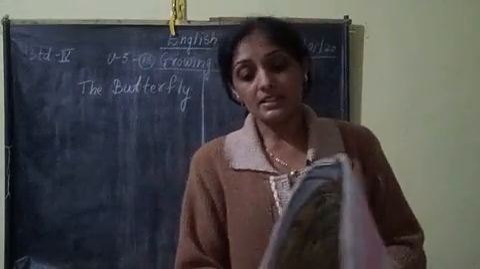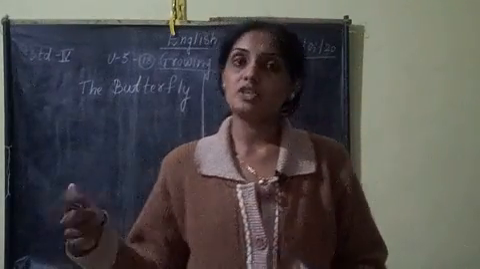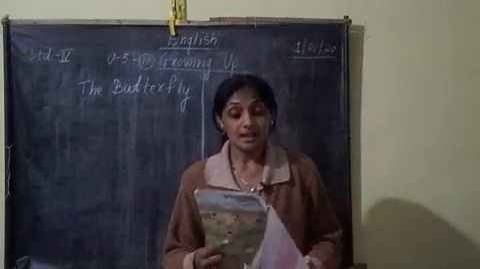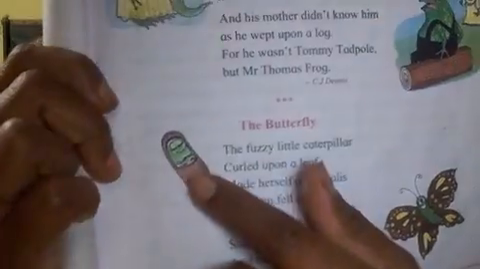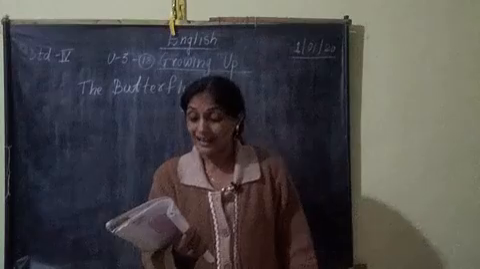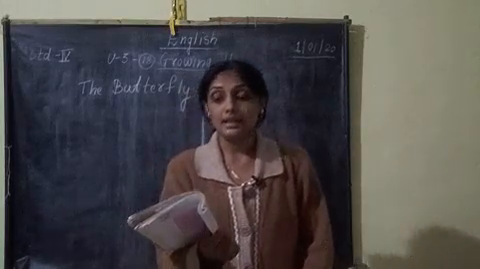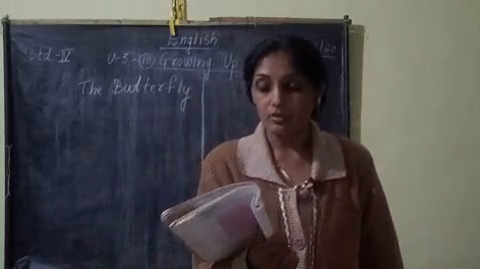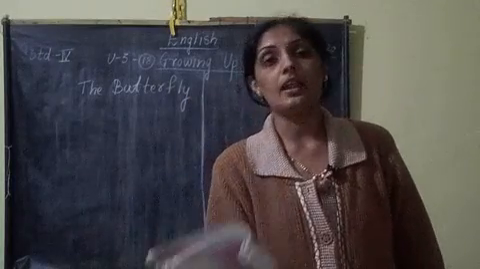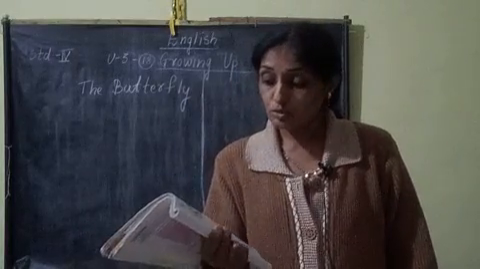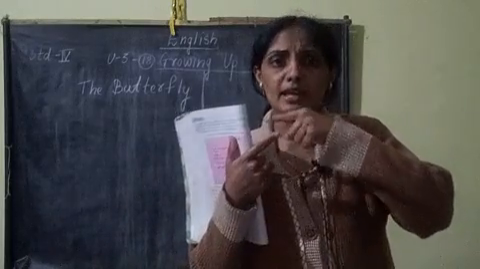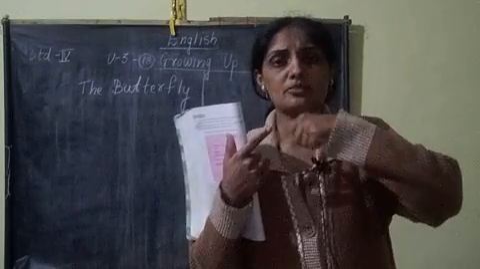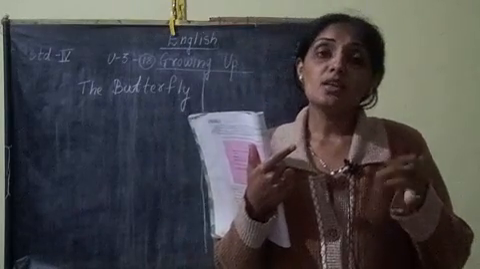The fuzzy little caterpillar. Now, the first step of a butterfly is what? Caterpillar. You can see here the photo of a caterpillar. The fuzzy little caterpillar curled upon a leaf, made herself a chrysalis and then fell asleep. Now what they do, they make some liquid type stuff and put that liquid type stuff around their body, and then they go asleep.